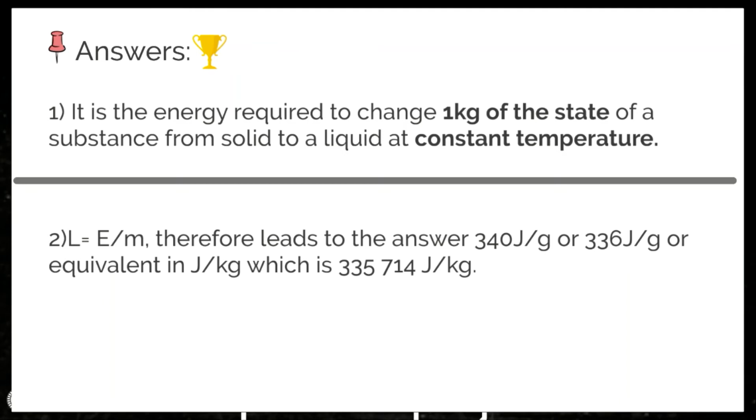For the second question, since E is equal to m into L, we could rearrange and find out L. L is equal to E upon m, where when we refer to this triangle and substitute with values, we get E is equal to 23,500 and m is 70 grams. Hence this leads to the answer 336 joules per gram, or 340 joules per gram if rounded off. And if the answer is in joules per kilogram, then it should be 335,714 joules per kg.